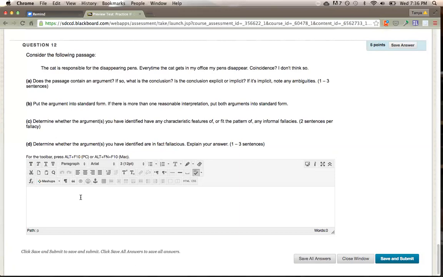There is no conclusion or reason indicator word. So it's up to us to figure out what is being claimed and what supports what, what's the so what. So let's just start by getting down statements. The cat is responsible for the disappearing pens. Every time the cat gets in the office, pens disappear. Coincidence? Rhetorical question. I don't think so. So let's just combine that: it's not a coincidence.